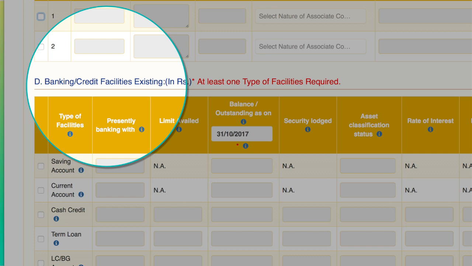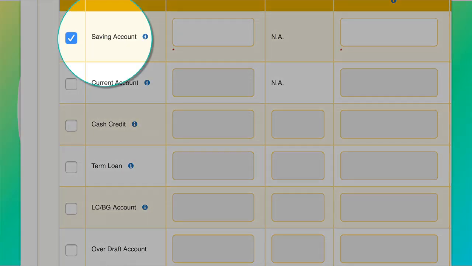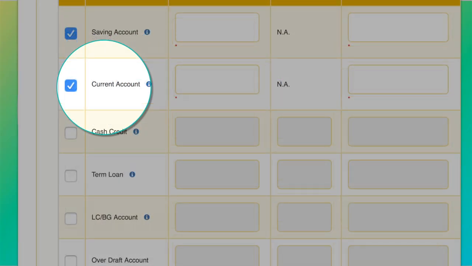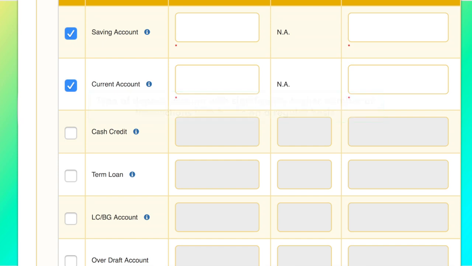Part D of Step 3 deals with existing banking and credit facilities. Applicant has to fill up his savings account information. This is a mandatory field and filling it is essential to further proceed with the application process. A current account, also known as financial account, is a type of deposit account maintained by individuals who carry out significantly higher number of transactions with banks on a regular basis.